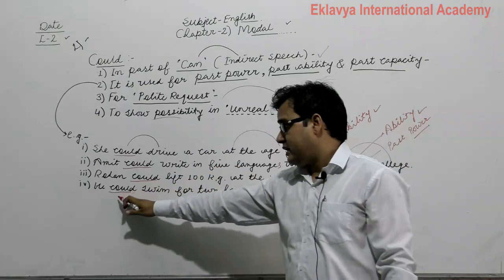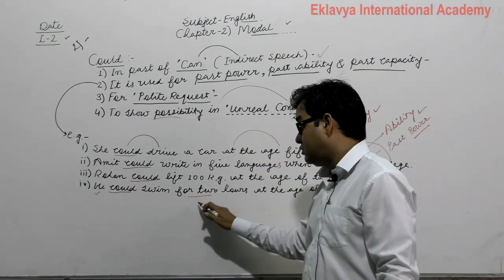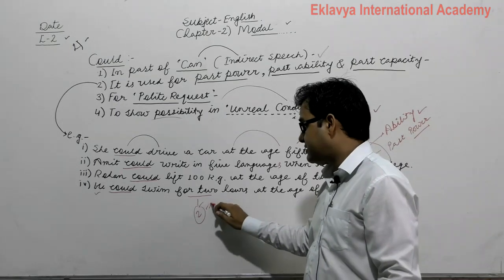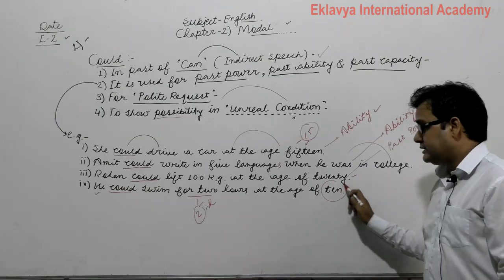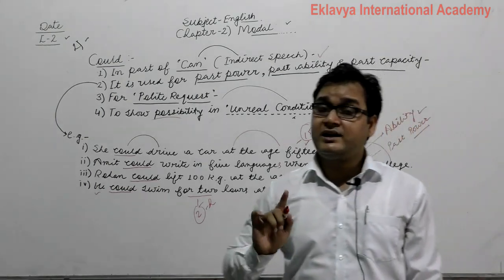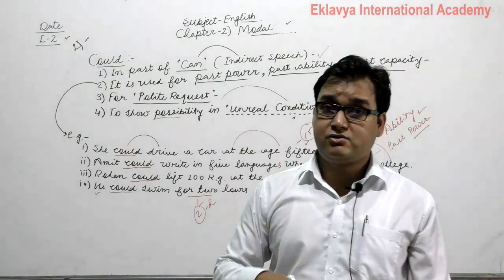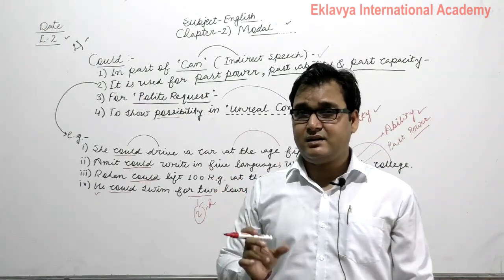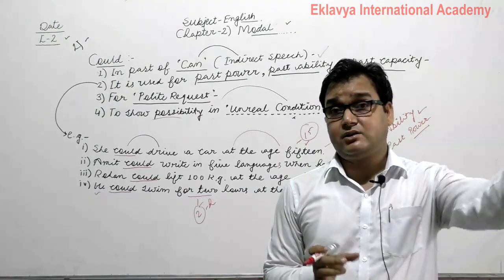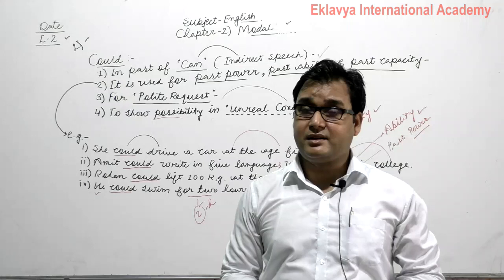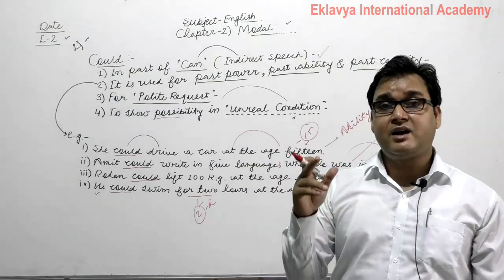Example number 4 is he could swim for 2 hours at the age of 10. 10 साल की उम्र में वो 2 घंटे तक स्विमिंग कर सकता था. He could swim. Don't mention swimming. Swimming basically is a gerund, like I like swimming. So swimming is gerund here. Gerund basically is a word that is added with ing and acts like a noun in a sentence.